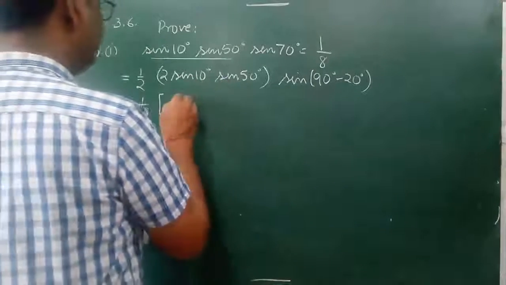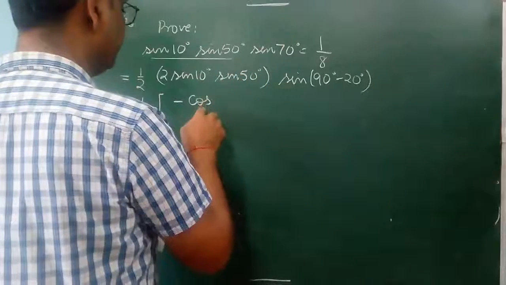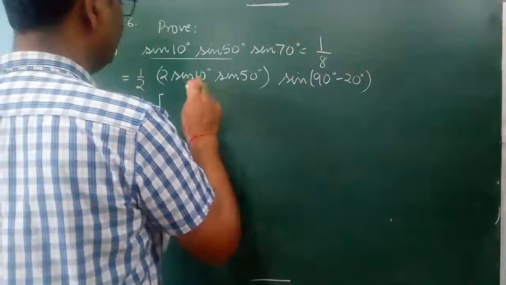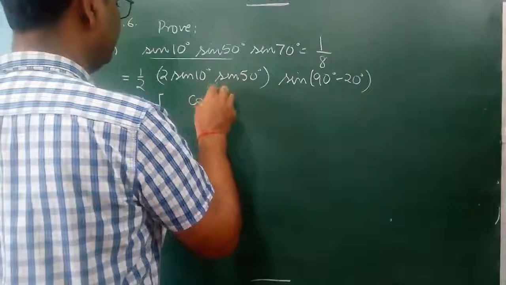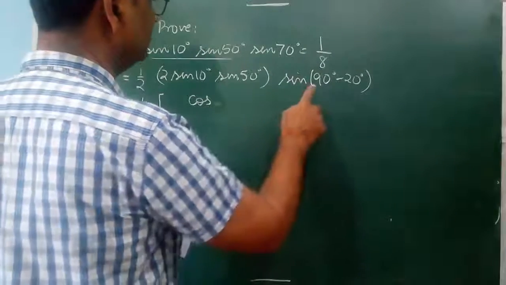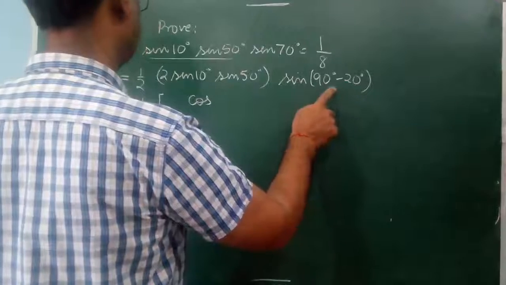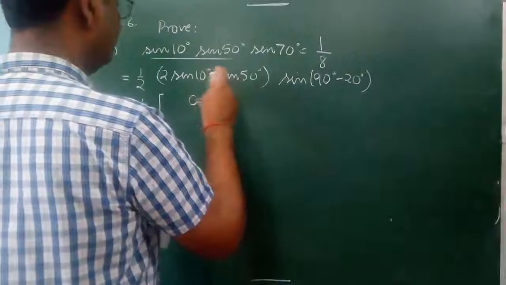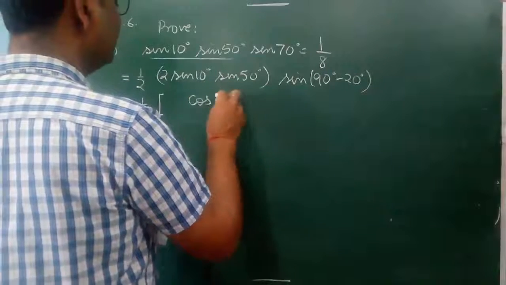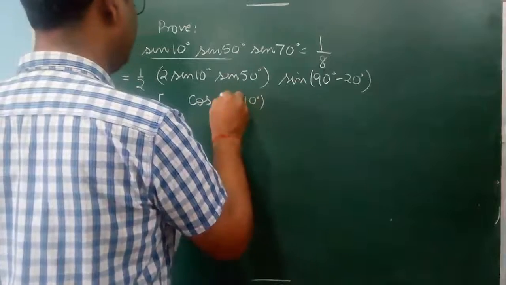2 sin A sin B means cos A minus B minus cos A plus B, by 2. Cos A minus B here will be 90 minus 20, cos 20. Okay, let us check. Here cos 50 minus 10.